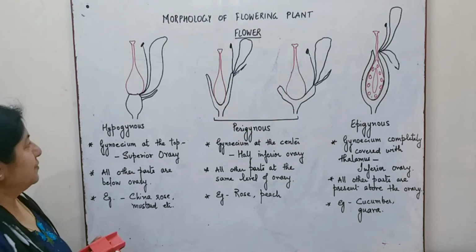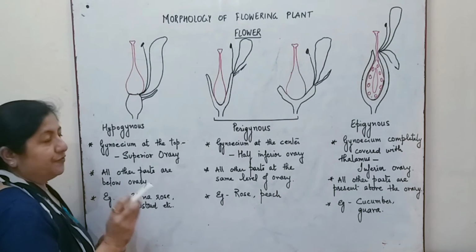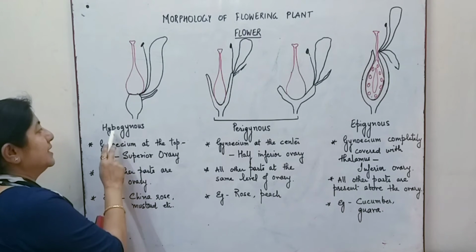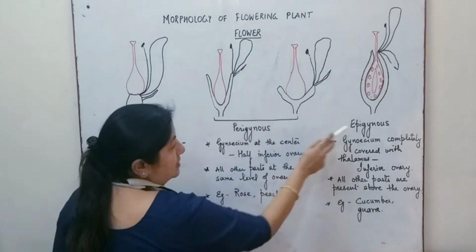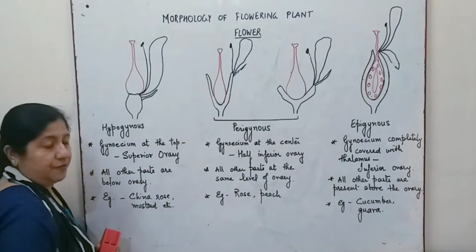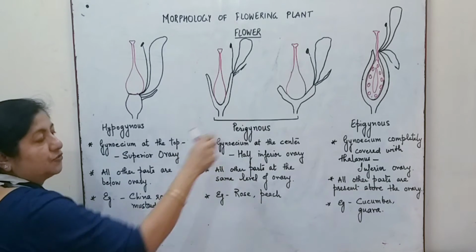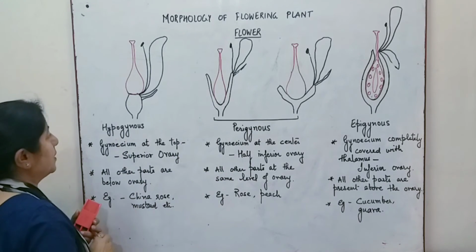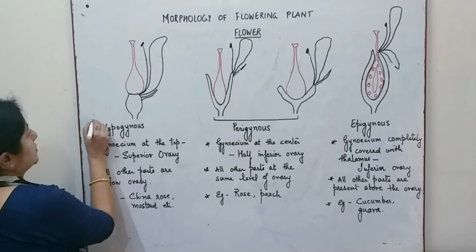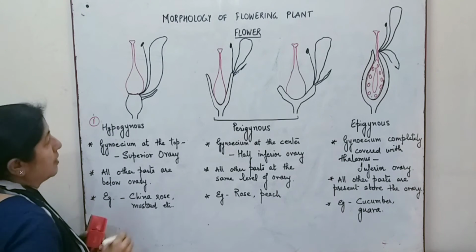We classify the flowers, or we divide the flowers, into three types, that is the hypogynous flowers, the perigynous flowers and the epigynous flowers. So these are the three different types of flowers. Now let us talk about the first type of flower, which is a hypogynous flower.